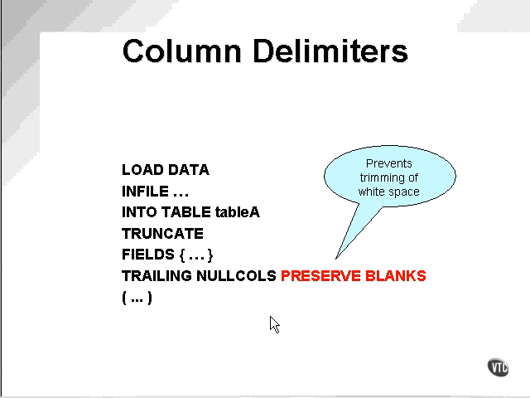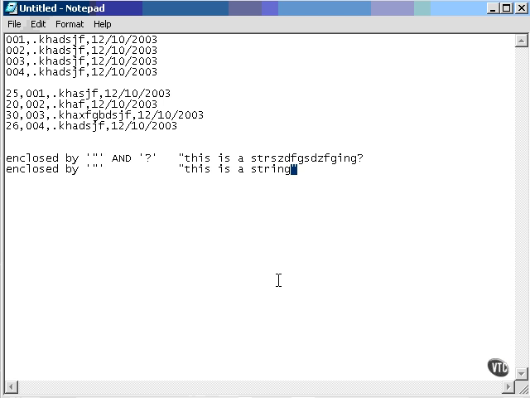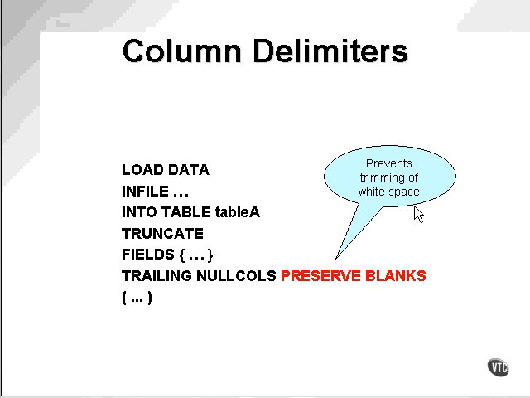You can also preserve blank characters. In other words, when you're terminating a string by white space, if you have, for instance, this string. This is a string, and it has a bunch of spaces in here. Terminated by white space actually will result in those characters being chopped off. If you preserve blanks, then the string added to the field in the table will contain these blank characters on the end of it. This is what preserve blanks does.